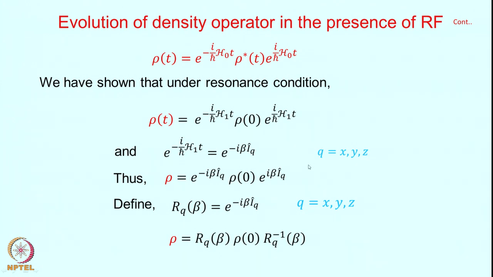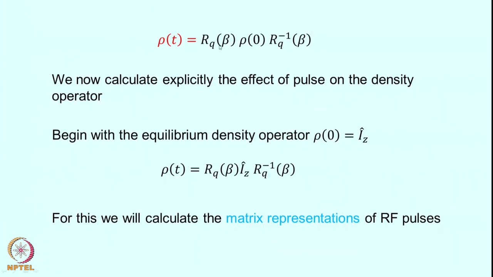Generally z is only for rotation around the z axis, therefore it is not an effect of the RF pulse, but general rotation along the z axis can be represented in the same manner if the rotation is about a particular angle beta. And we define now this as the rotation operator, call it Rq(beta) is equal to e to the minus i beta Iq, and q can be x, y or z. So therefore, my rho is now Rq(beta) rho of 0 Rq minus 1 (beta). Okay. And that is the same equation here.